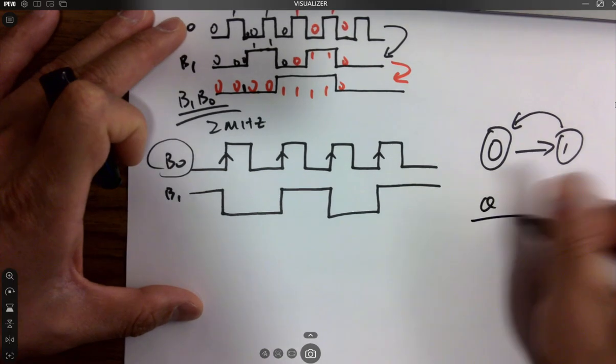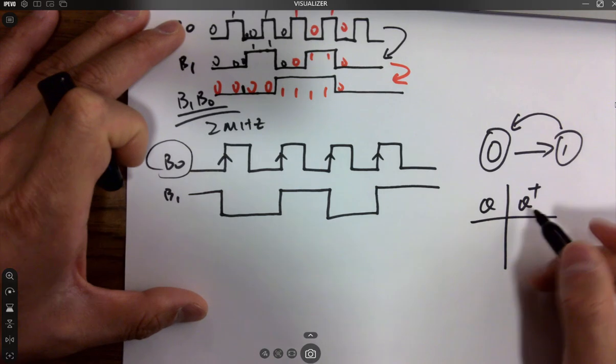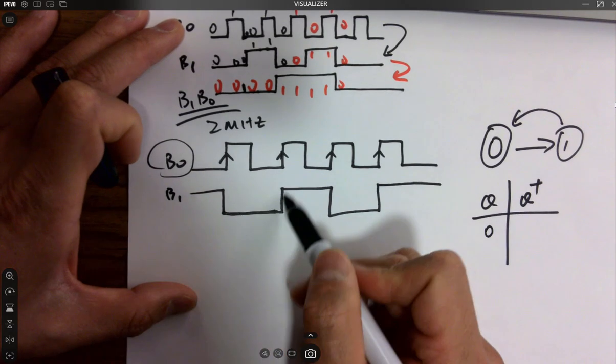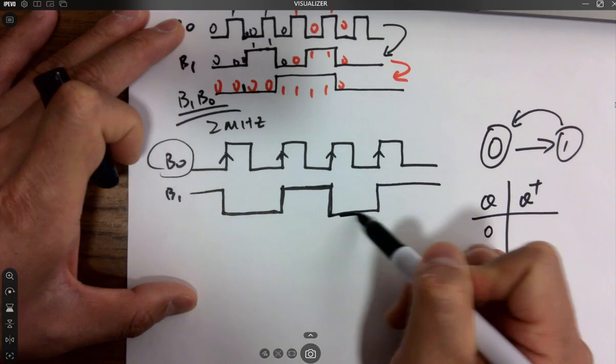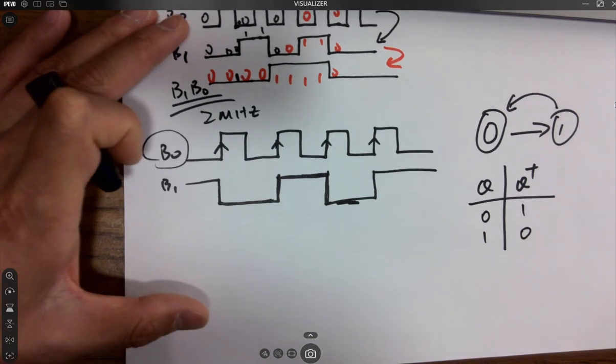For the truth table, it's Q and Q plus, the current state and the next state. If the current state is 0 and the rising edge arrives, it goes to 1. If the current state is 1 and the rising edge arrives, it goes to 0, right? That's Q plus. So it's like this.